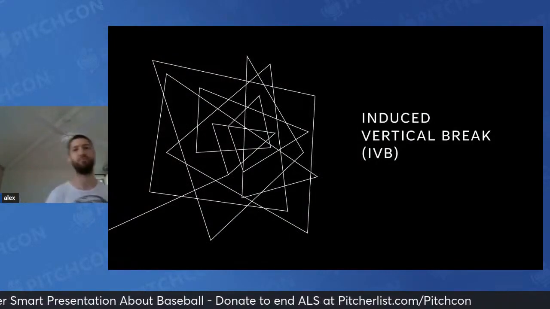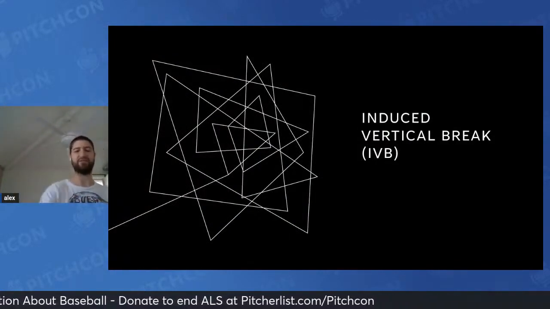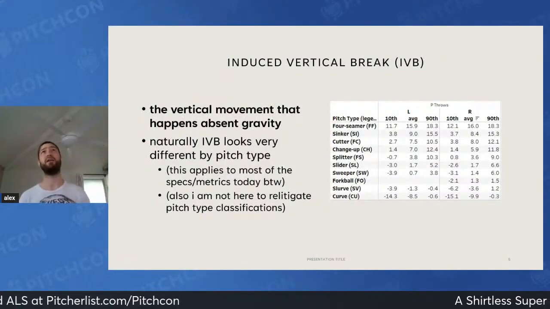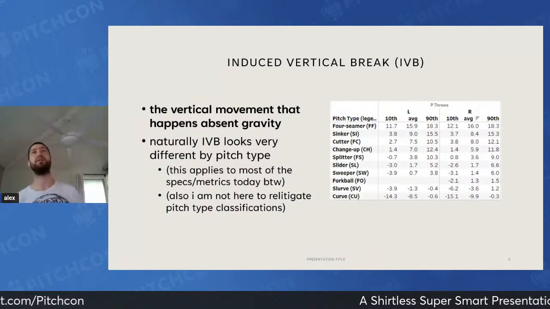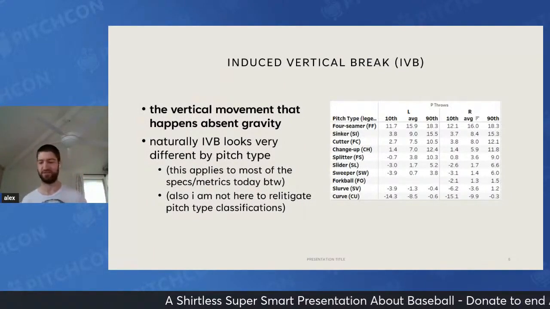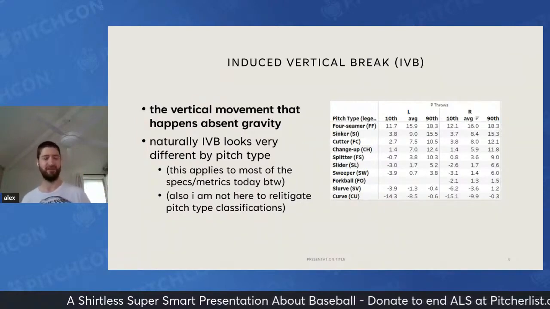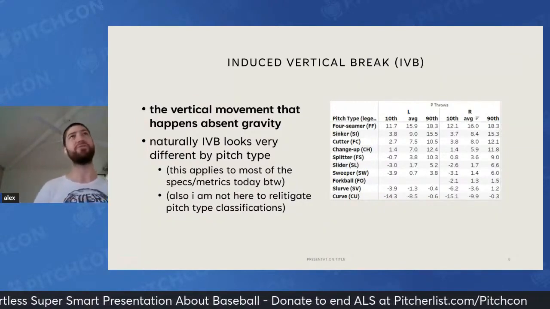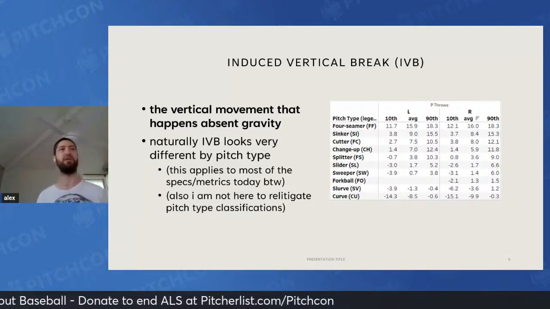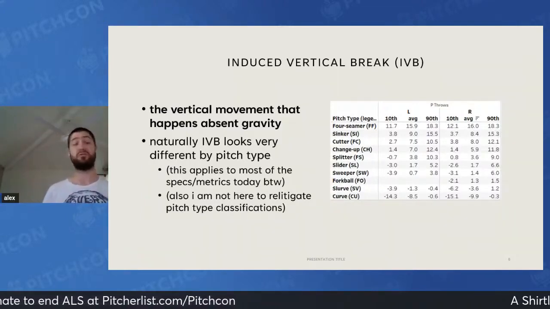So let's start with induced vertical break, IVB. This is great because recently, maybe two nights ago at like 12:30 at midnight, Nick posted something about IVB. And someone commented, these are the things that are on your mind at 12:30 at night, Nick. He was posting about Walker Buehler's IVB. IVB stands for induced vertical break.